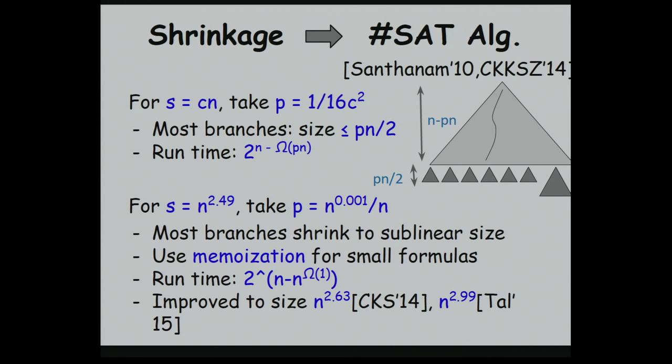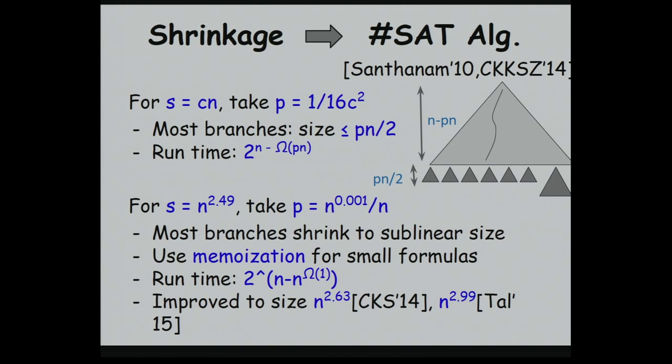0.001n variables. So I restrict all but such a small number of variables. And we can argue that most branches after n minus pn levels of restrictions will have formulas of sublinear size. And then I can just build up a lookup table to enumerate all possible formulas of such size and use that lookup table to speed up satisfiability checking at the bottom levels. So that gives an improved running time like this, but for size larger than this cn.